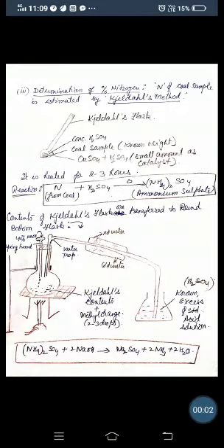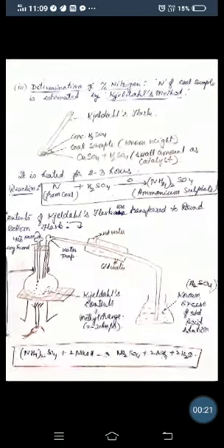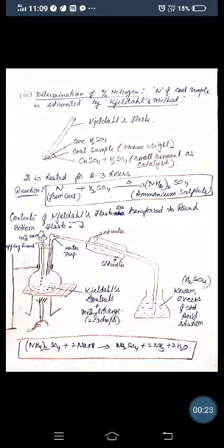Hello students, we are discussing the ultimate analysis or elemental analysis. After discussing the determination of percentage of carbon, percentage of hydrogen and percentage of sulfur, today we will discuss the determination of percentage of nitrogen. Nitrogen of a coal sample is estimated by Kjeldahl's method. Here K is silent, and we call it Kjeldahl's method.